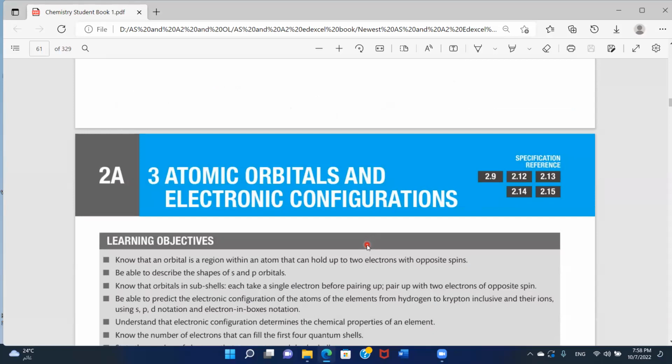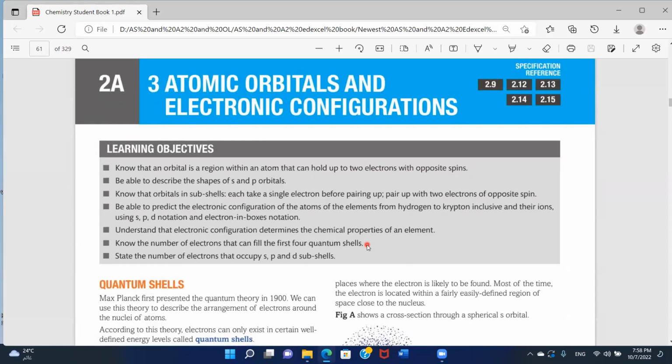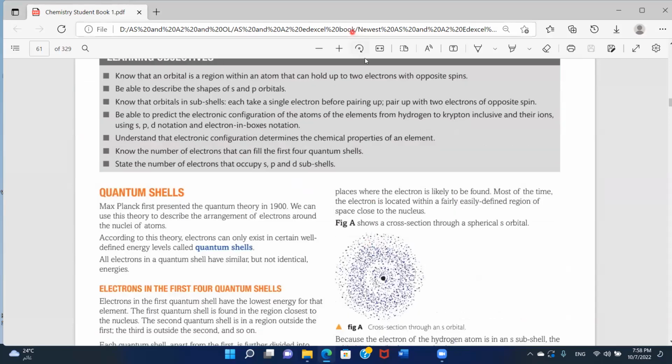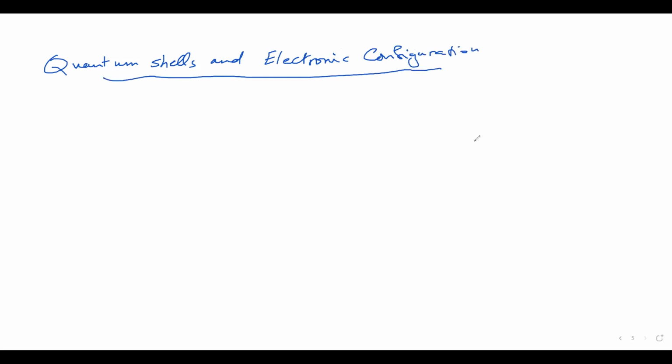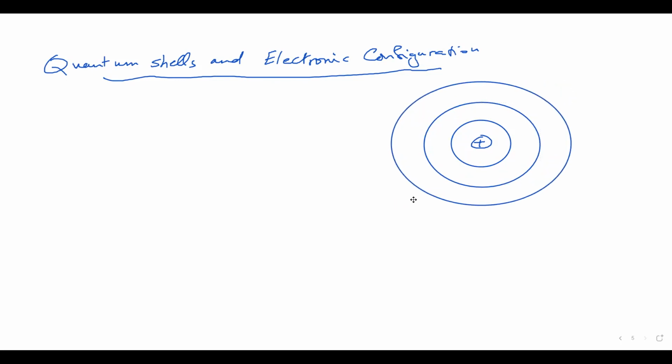Now we come to the second part of this chapter, which is the atomic orbitals and electronic configurations. Of course, we have studied before that any atom consists of a positive nucleus around which we have different energy shells that we call quantum shells. And the name quantum means that they do not move, they are present at fixed positions.